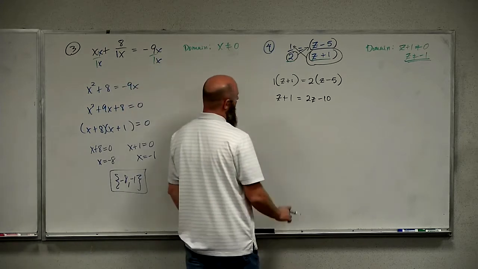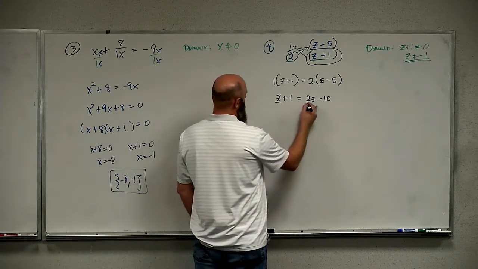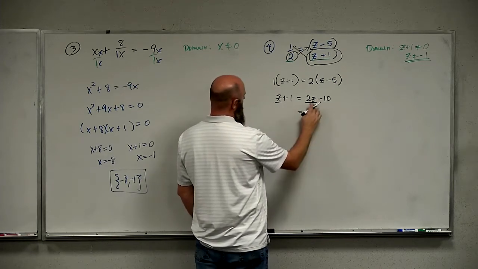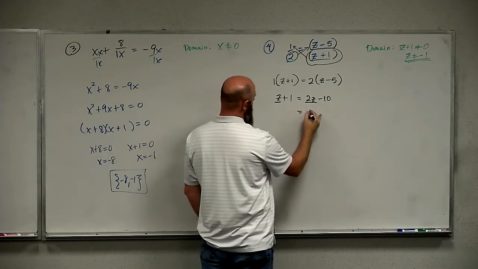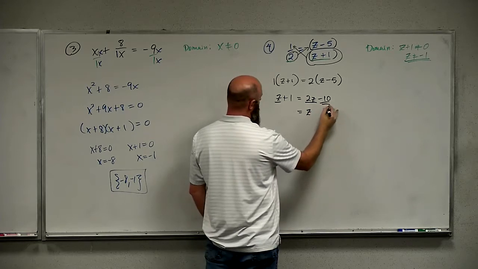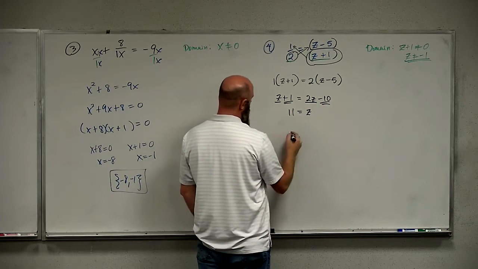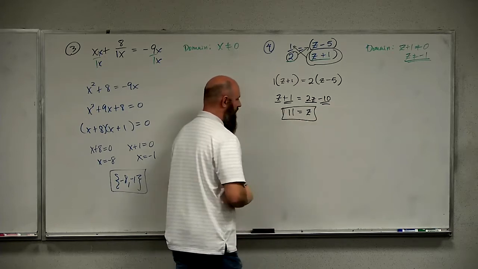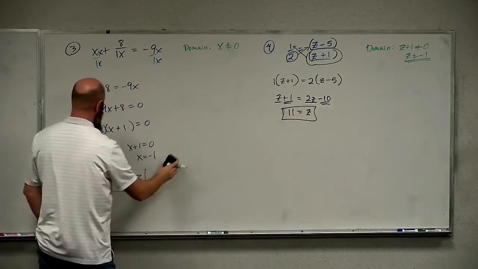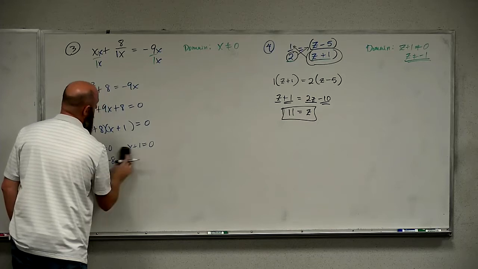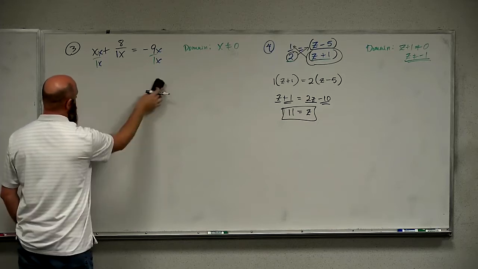those things. All right, so now I'm going to move that z over to the 2z. So 2z minus 1z is z. And I'm going to add this 10 to the 1 and get 11. And so that is my result with that. It's not -1, so we're good to go.